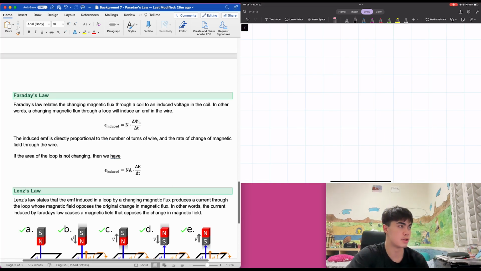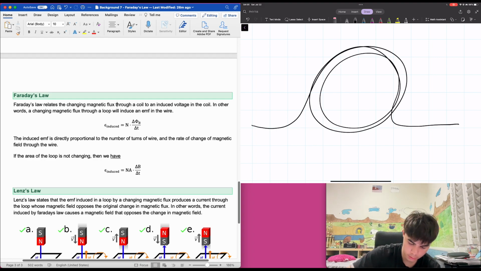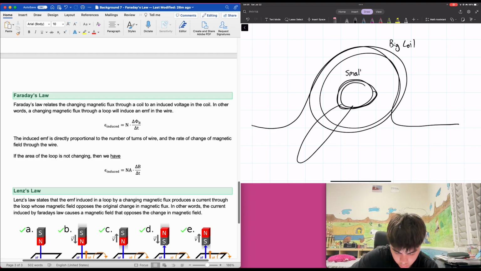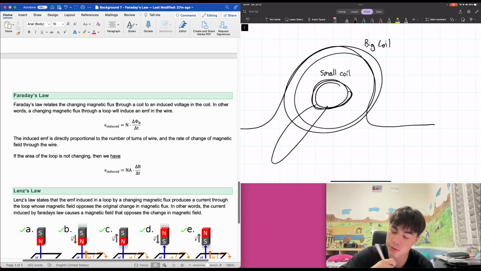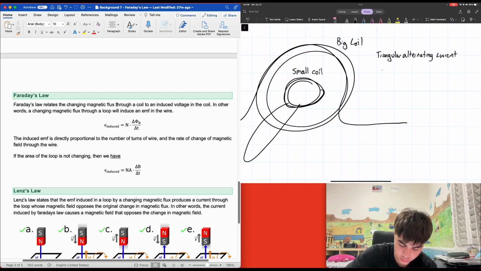Now we're going to use these equations to solve a much harder question. So first, let's imagine we have an alternating current traveling through a large coil over here, big coil. And then we have a smaller coil being held at the center of the larger coil. The alternating current traveling through the big coil generates an alternating magnetic field within the big coil. We'll say that the alternating current is a triangle wave, and the peak to peak of this current is 4 amps. And then the number of turns for the big coil is 3 turns.